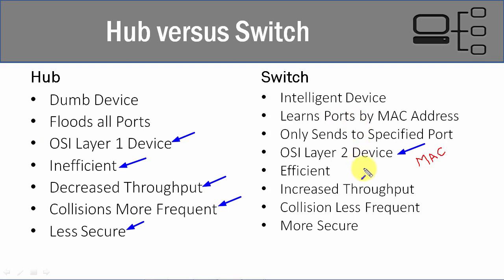It is efficient because of all this that it does up here. It doesn't flood the ports, it's efficient. That leads to higher speeds on the network. We have less collisions, and we're more secure against hackers and eavesdroppers. So that's the difference between hubs and switches in a nutshell.